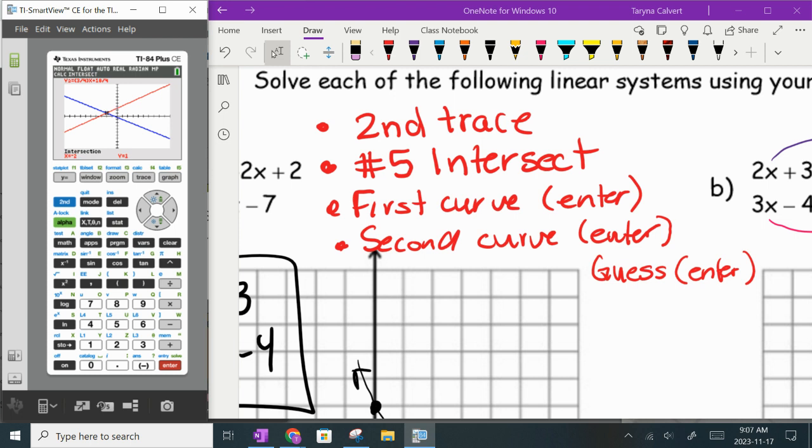Again, if you have the app, you have to move your cursor over to the other side of the intersection, and you only hit enter twice. So if you have the app, you're hitting it once and then moving your cursor to the other side of the point of intersection. You're hitting enter, and it'll actually give you your intersection on hitting it the second time. The calculator, you have to hit it 3 times. Did everybody get -2, 1? Everybody did? Yes, yes.